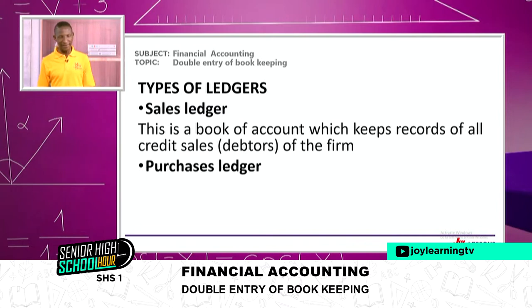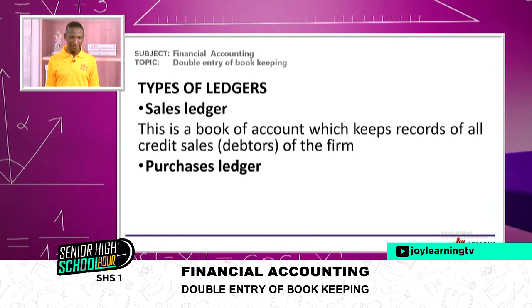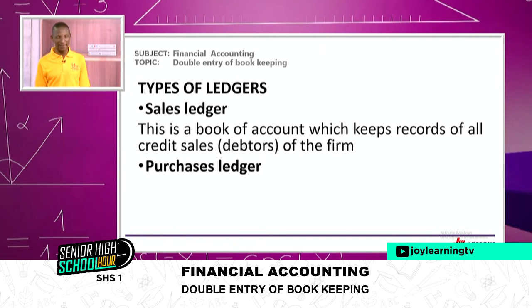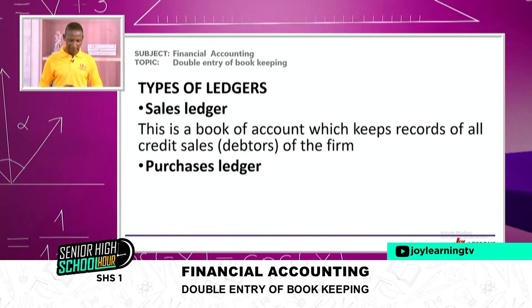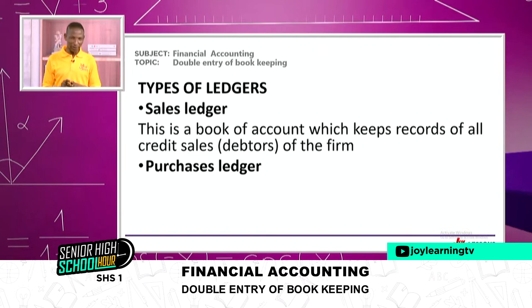Now, purchases ledger. So this is the opposite. When you purchase on credit, the book in which you record this is the purchases ledger. So what are the kind of people that can be seen in this book? Once you purchase on credit, then we are talking of creditors here, or suppliers, or trade payable.